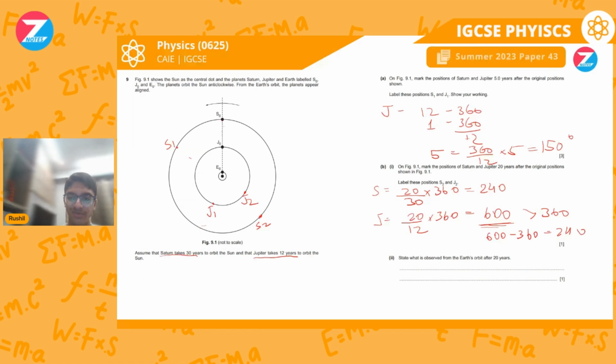State what is observed from the Earth's orbit after 20 years. Since they've rotated the same degrees, they appear in the same line from the Earth's orbit. It doesn't here because, of course, this is a rough drawing, but when you actually measure the angles, it will. Now it does. So we just write that the two planets appear linear, in the same line.